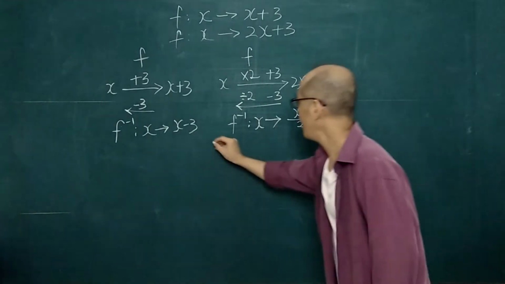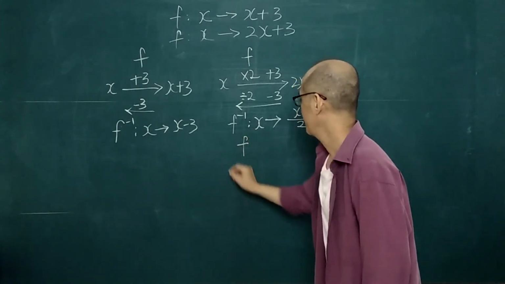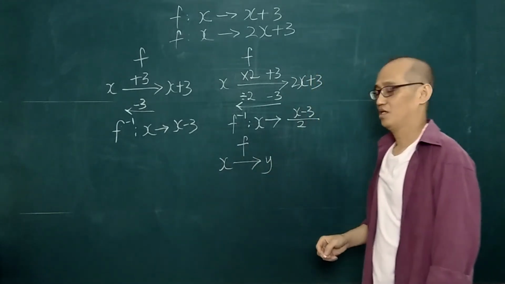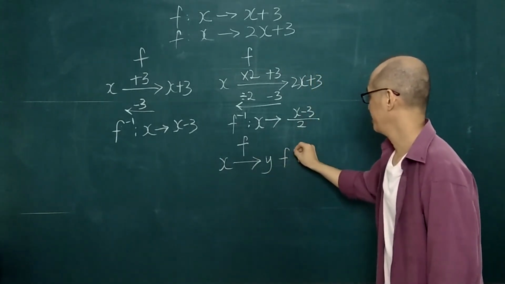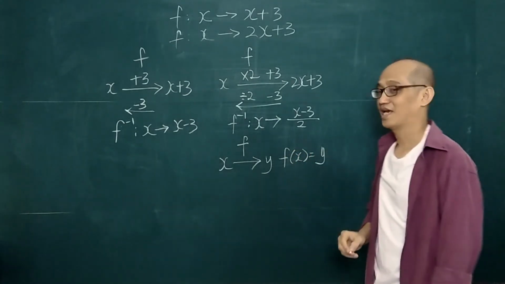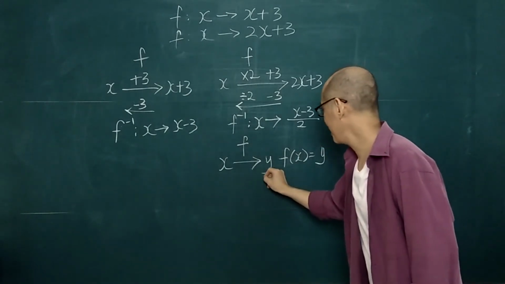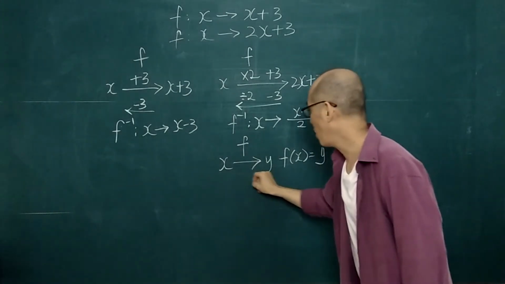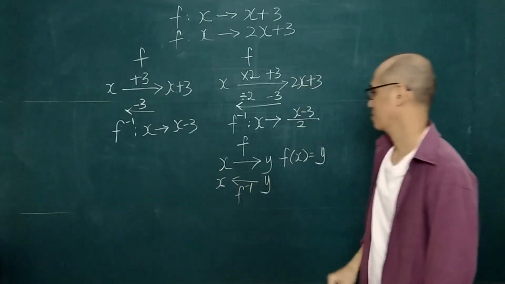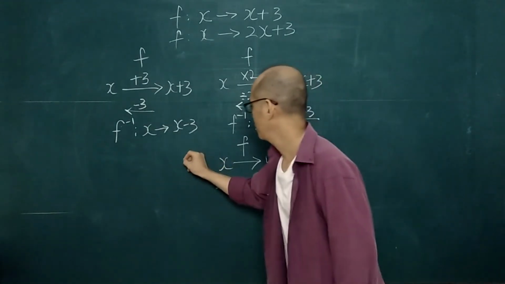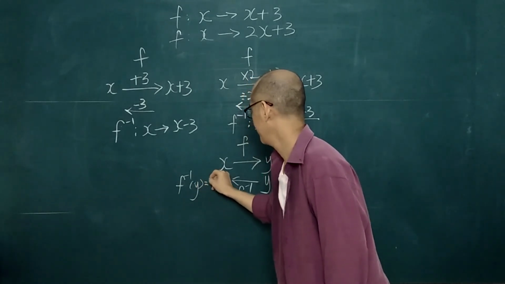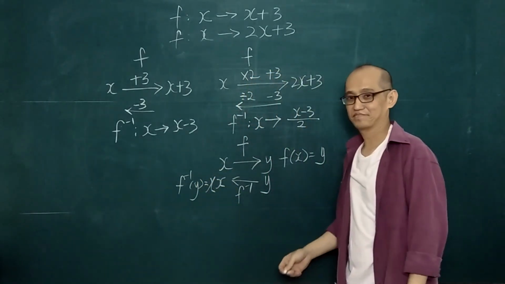So if we have function f that maps x to y, well, then we write it as f(x) equals y. Then the inverse function will map y to x. That is, if we have inverse function of y, we will get x.